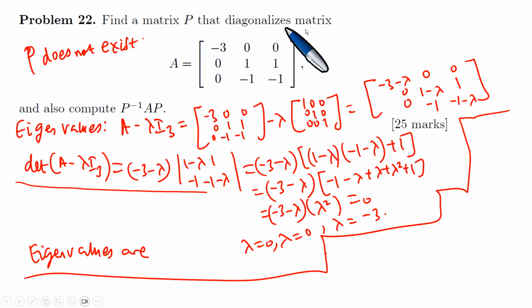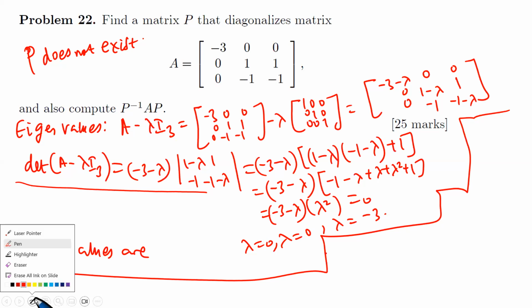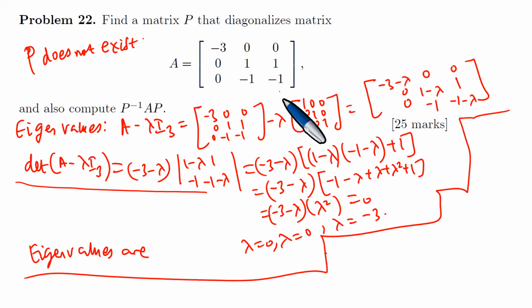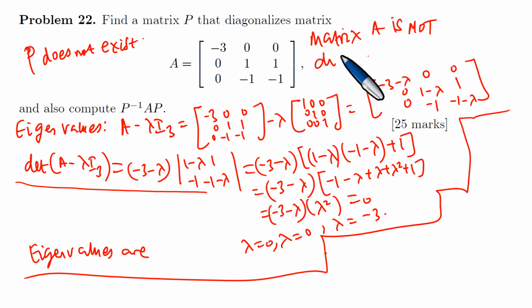Find a matrix P that diagonalizes. So this matrix cannot be diagonalized. It's not diagonalizable, this matrix. In other words, the conclusion here: matrix A is not diagonalizable. And then we're done with this one. Yes, so we can have a discussion.